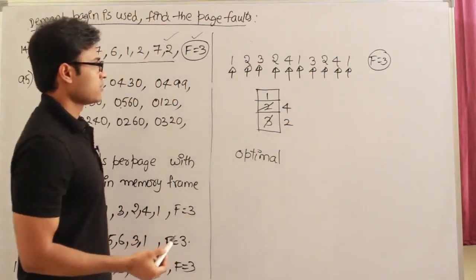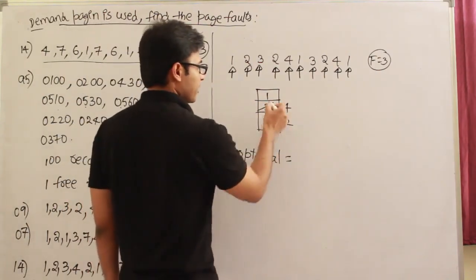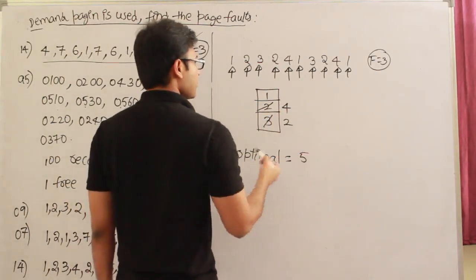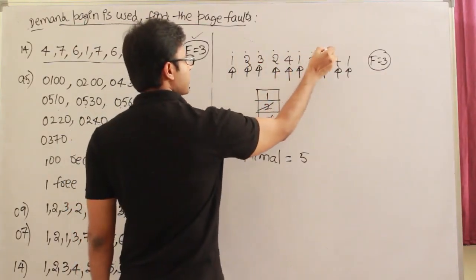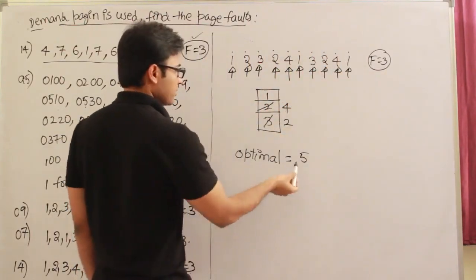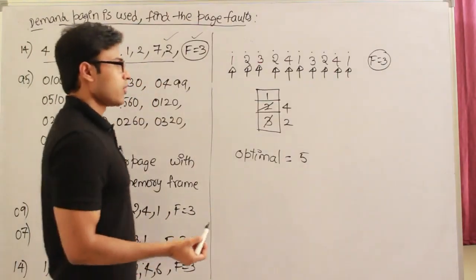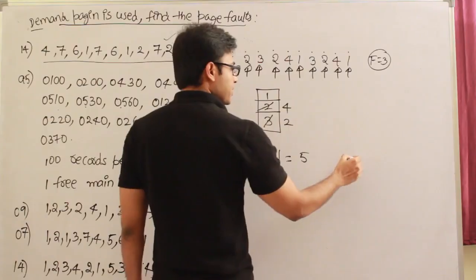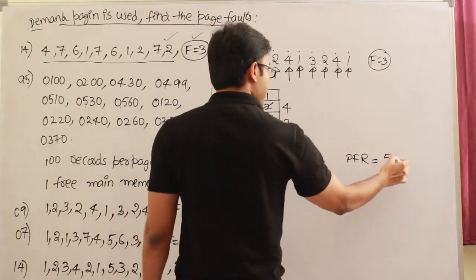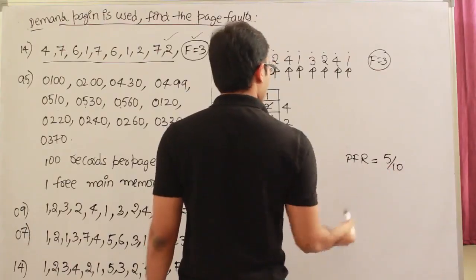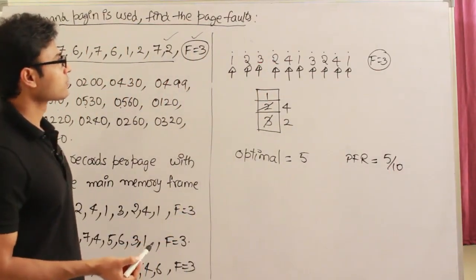Now how do we find the number of page faults? 1, 2, 3, 4, 5. So 5 is the number of page faults. How many references are there? 1, 2, 3, 4, 5, 6, 7, 8, 9, 10. So out of 10 references, for 5 there is a page fault. Therefore, what is the page fault rate? The page fault rate for this optimal algorithm is 5 by 10, half of it, and the hit rate is also 5 by 10. Fine.